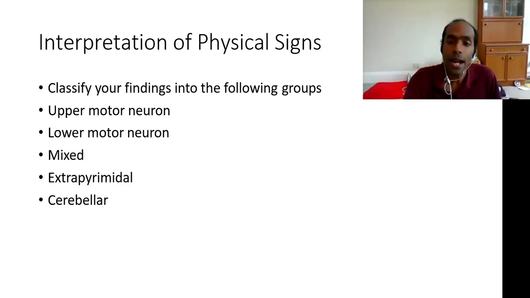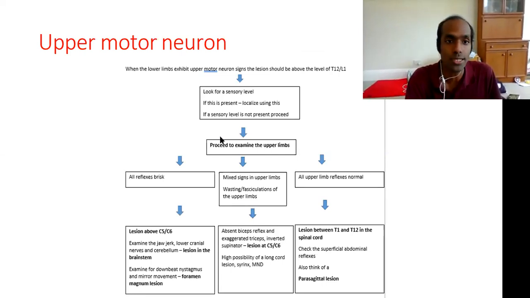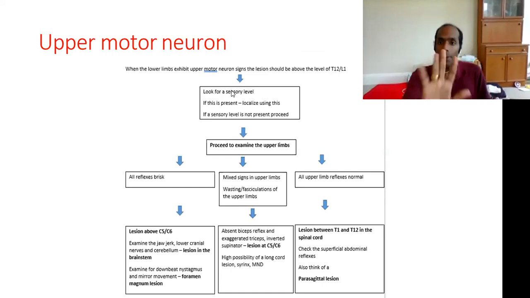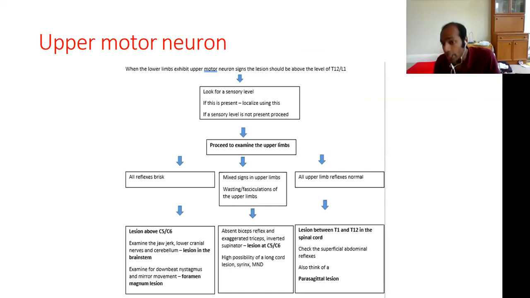So if you get paraparesis, look at this very carefully, I'm going to guide you through this algorithm now. Paraparesis is an upper motor neuron lesion of the lower limbs. The highest root that supplies the lower limbs is L1. So the lesion has to be above that to cause an upper motor neuron lesion.